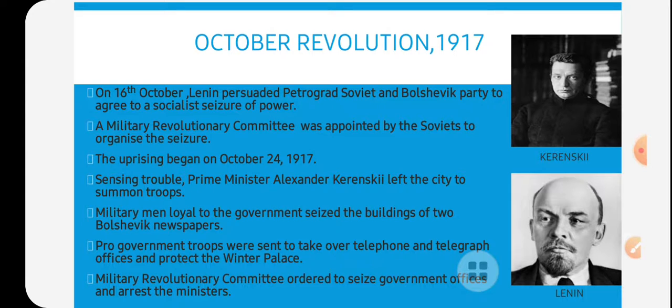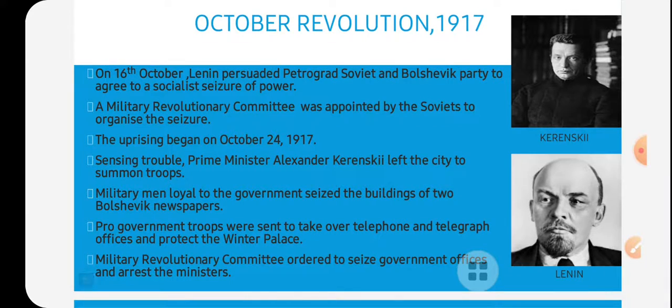So we have seen that Lenin feared the provisional government would set up a dictatorship. And in September, he began discussion for an uprising against the government. So Bolshevik supporters in the army, Soviets and factories were brought together for the discussion. On 16 October, what happened? On 16 October, Lenin persuaded the Petrograd Soviet and the Bolshevik party agreed to a socialist seizure of power.